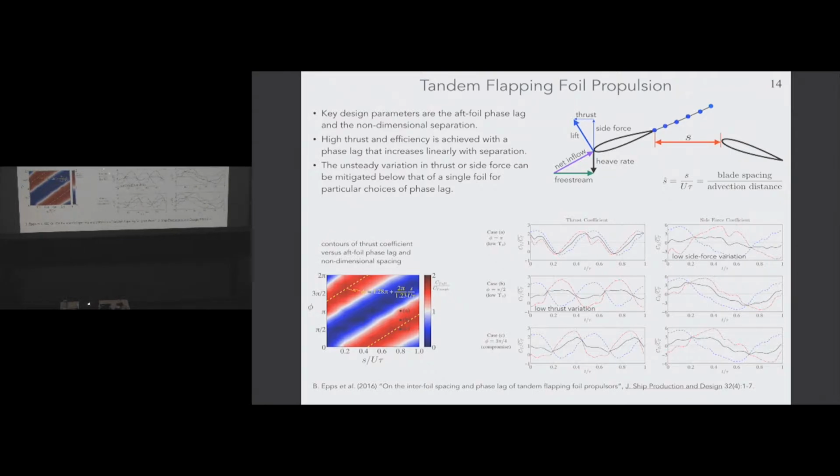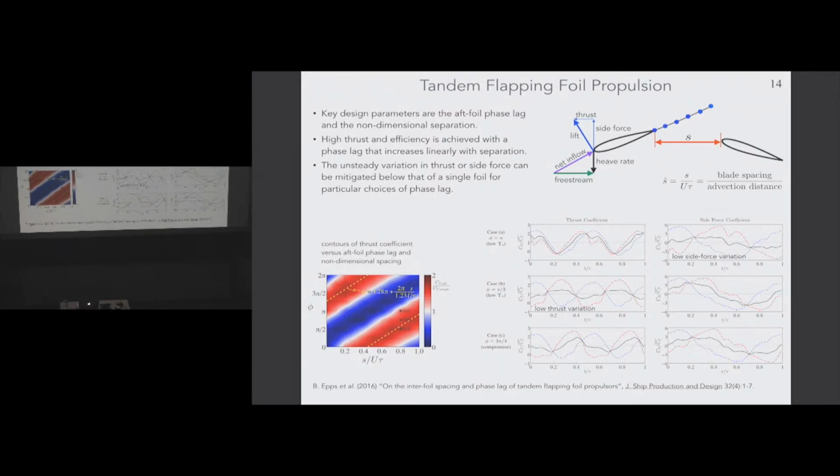If you go 90 degrees out of phase, so one is kind of following the other like this, you could smooth out the variation in thrust. So you see low thrust variation here, but at a price of a high side force variation. And then maybe you can make a compromise in the middle.